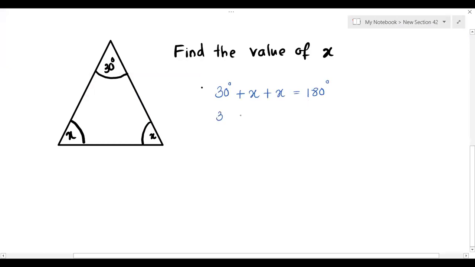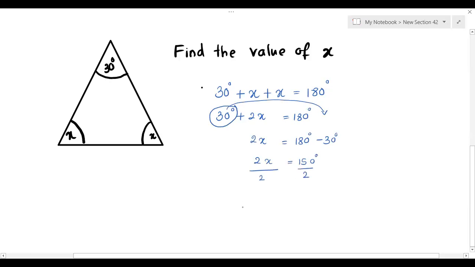Then 30 degrees add 2x equals 180. Now, when we solve this equation, we have to remove the known terms first. Then we take this 30 to the other side. When we take it to the other side, we do a subtraction. Then 2x equals 150 degrees. Then divide both sides by 2. Then x equals 75. Okay, because when 150 is divided by 2, we obtain the answer as 75. Okay, write down this one also.